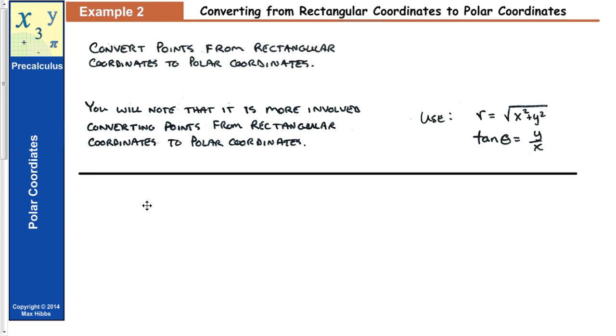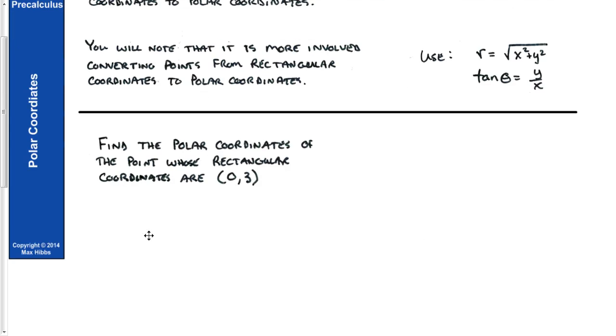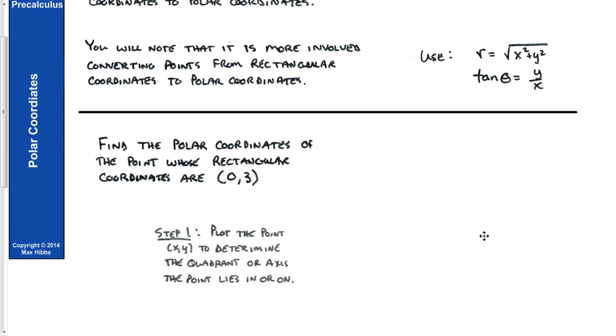So our first problem, though, is to find the polar coordinates of the point whose rectangular coordinates are 0, 3. So of course that means the x is 0 and the y is 3, and I hope that we recognize where that is. That's 3 units. Well, let's do this. These are the steps that we need to take, and it's a little easy to ignore the first step, but it's a critical step. Plot the point x comma y to determine the quadrant or the axis the point lies in or on.